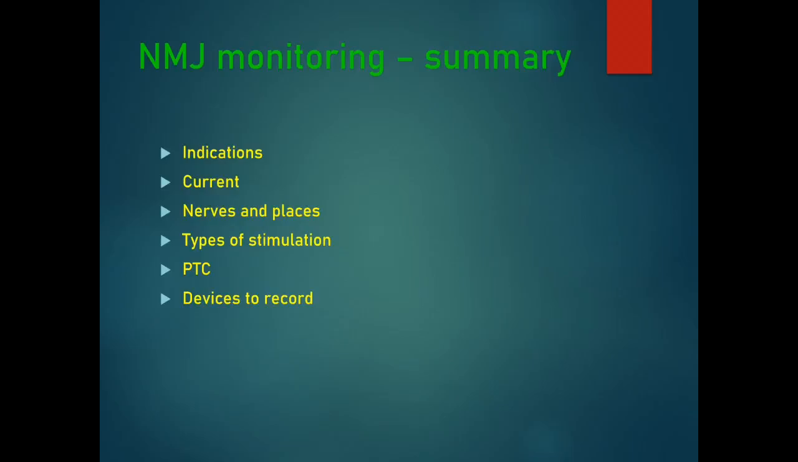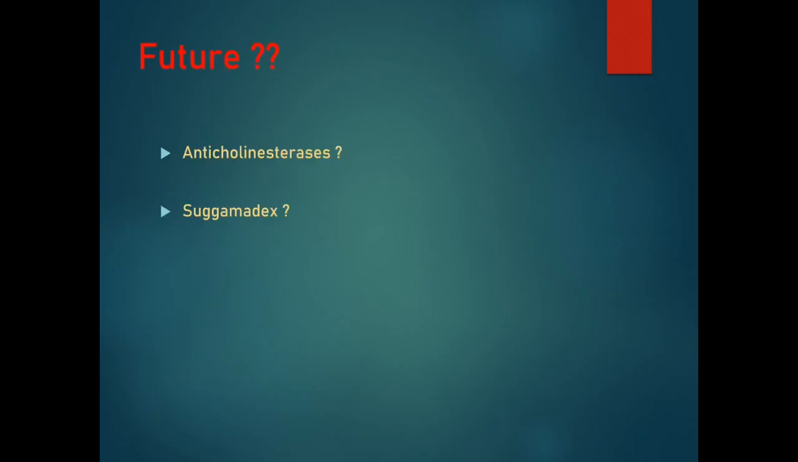Neuromuscular junction monitoring: in summary, we have just seen the indications for using neuromuscular monitors, the current trends, the nerves and places you are supposed to stimulate and observe, the types of stimulation available, what is meant by post-tetanic count, and the devices to record. The future of neuromuscular blocking agents or their reversal, what is it going to be? Either anticholinesterases or sugammadex. We'll try to discuss this in our next topic.